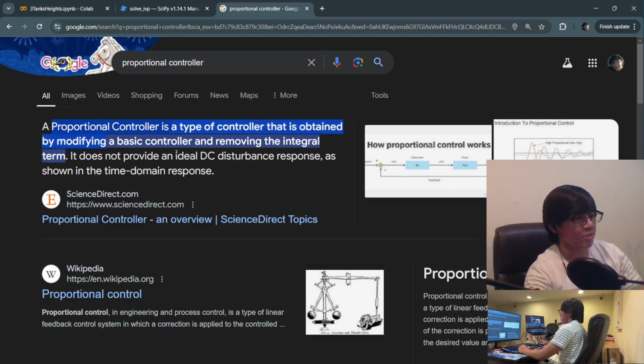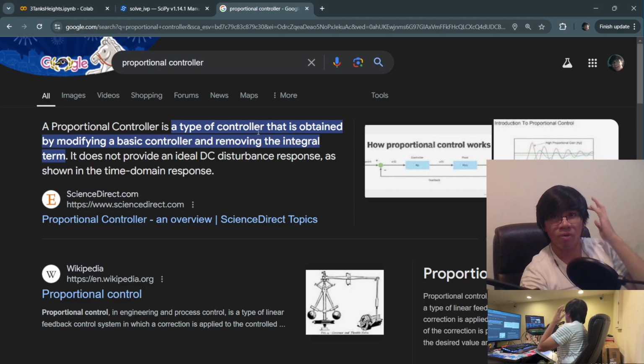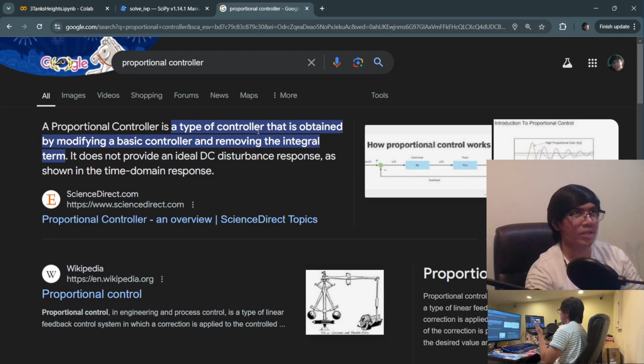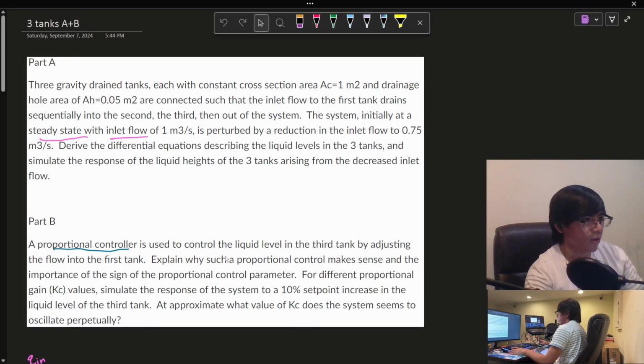So it's just a proportion based on how it works. It works based on an error between our expected result, a set point, and our actual result. And based on that error, depending on the sensitivity of this controller, the proportional controller constant, it is going to change, in this case, our inlet flow based on, I believe, our third tank. So it's a proportional controller based on the set point for the third tank.